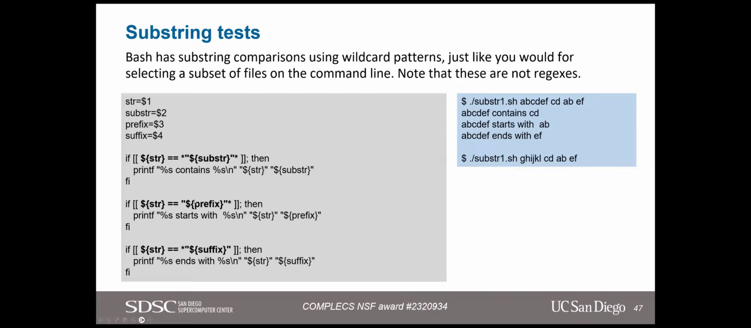Similar with the prefix in this bottom example, if we just use the star afterwards, it's going to say this prefix followed by anything, and the last one, anything followed by the suffix. So the string abcdef contains cd, it starts with ab, and it ends with ef.